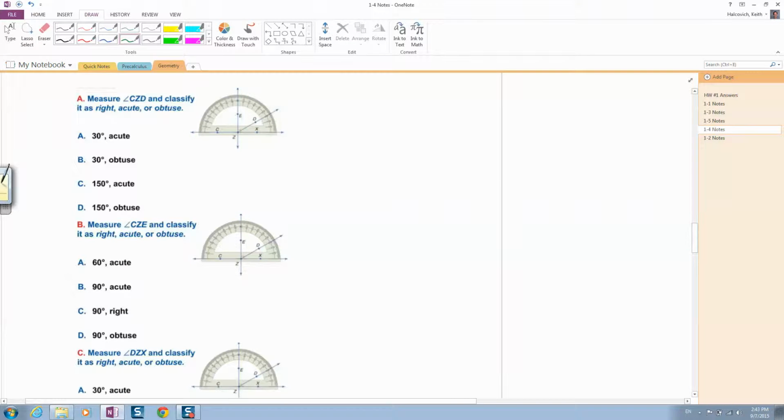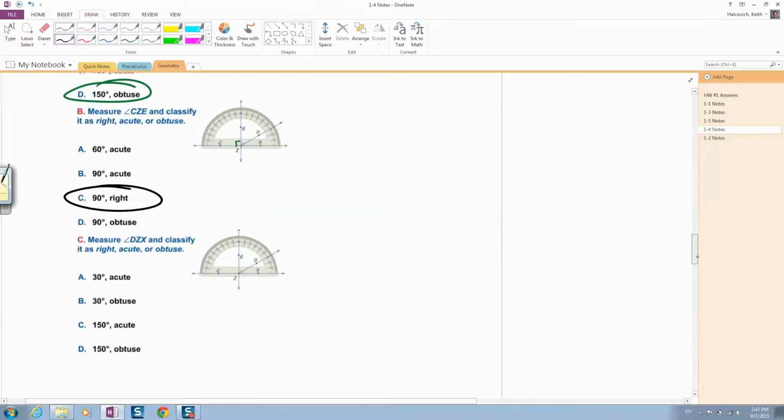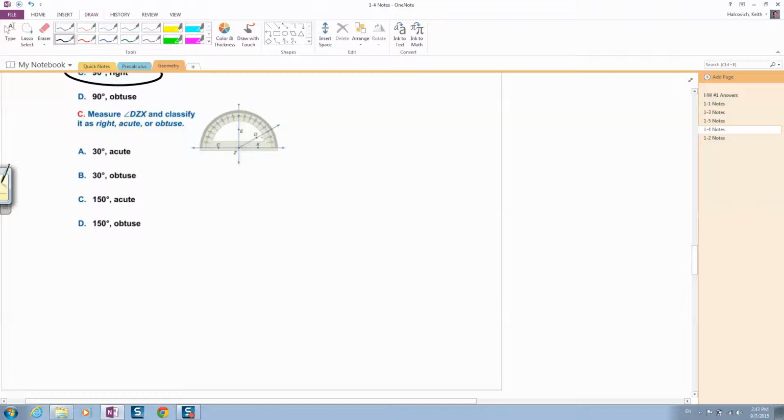The measure of angle CZD, CZT, that is obtuse, and it's 150 degrees if you read the protractor. CZE here, well, if this is 90, then that's 90 as well, so it's 90 degrees, and it is a right angle, not acute. The next one, DZX, it's acute, it's 30 degrees, and so that's A.